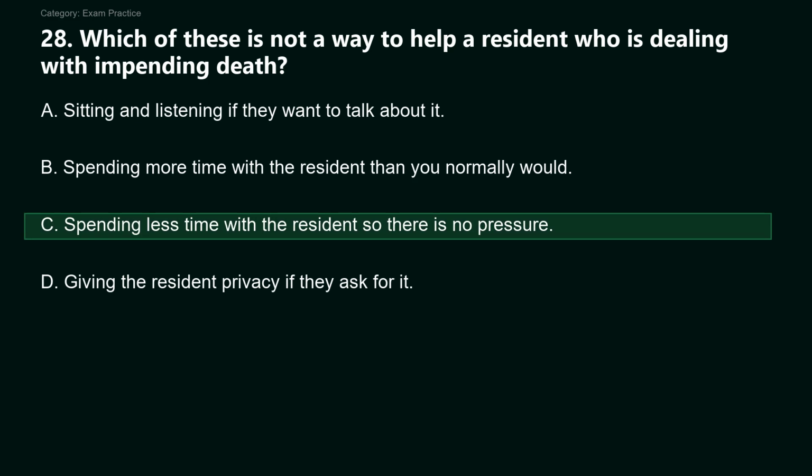The correct answer is option C, spending less time with the resident so there is no pressure. Isolation can be frightening for a dying person. Your presence provides comfort.